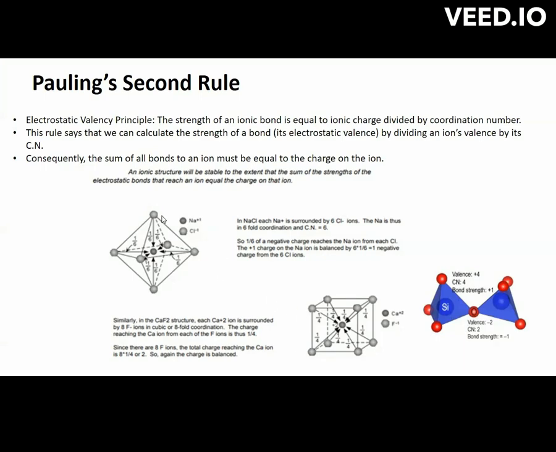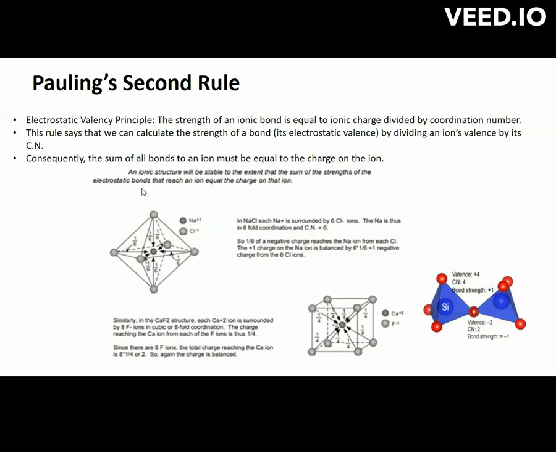I want to show you that when we talk about the bond strength, we're just talking about the number of charges that are approaching. Can we see these arrows? They're approaching the cation at the center. So we want to check the number of charges approaching the cation. That's what we call the electrostatic valence, or the strength of a bond. This rule says that we can calculate the strength of a bond, that is its electrostatic valence, by dividing an ion's valence by its coordination number.